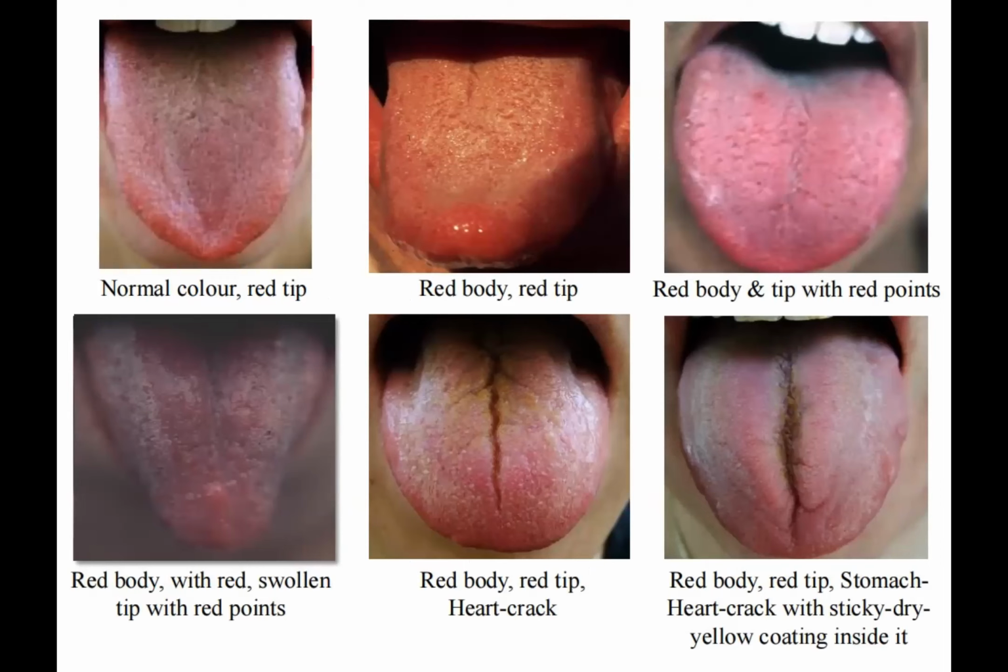These are the pictures of the tongue and its tip as it progresses from a normal body color with a red tip, a red body with a red tip, a red body with a red tip and red points, a red body with red swollen tip with red points, a red body, red tip with heart crack, a red body, red tip, a stomach heart crack with sticky and dry yellow coat inside it.